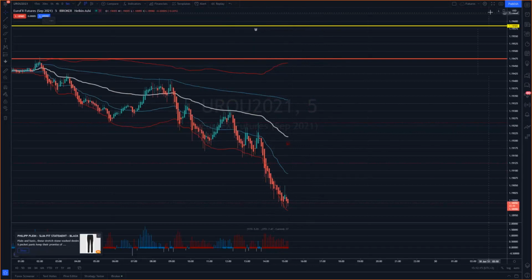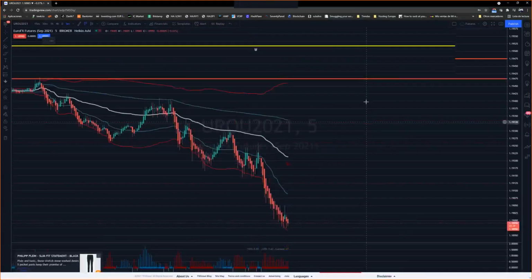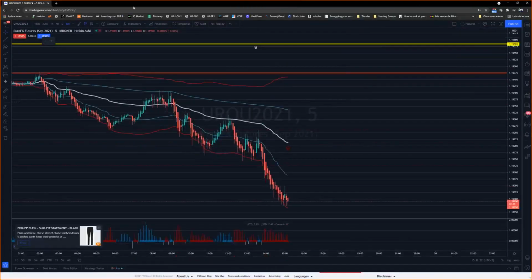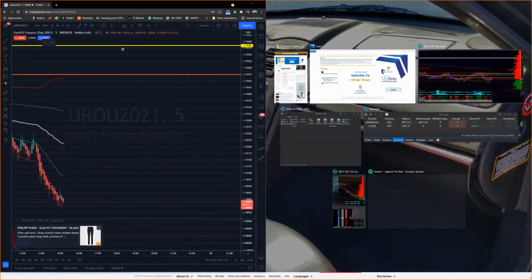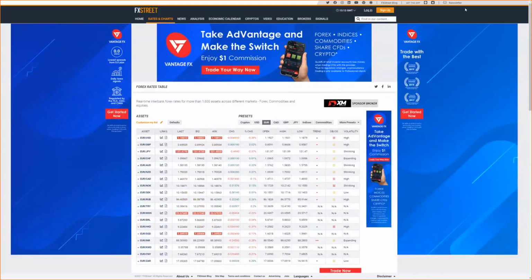Okay. All right. So once we have our bias already selected, which is going to be selling the euro, let's bring up the chart so we can actually place the trades. Okay. Just close this.